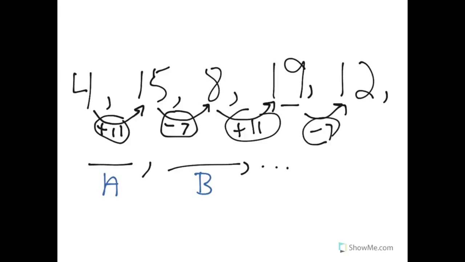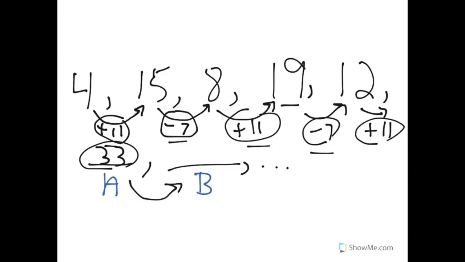So we've got an obvious pattern now. Plus 11, minus 7. Plus 11, minus 7. So now 12 plus 11 would give us our first blank, blank A, 33. I just added 11, so now I've got to take away 7 from 33 to get blank B. 33 minus 7 gives us 26. That is a non-arithmetic sequence. The pattern in this case is plus 11 minus 7.